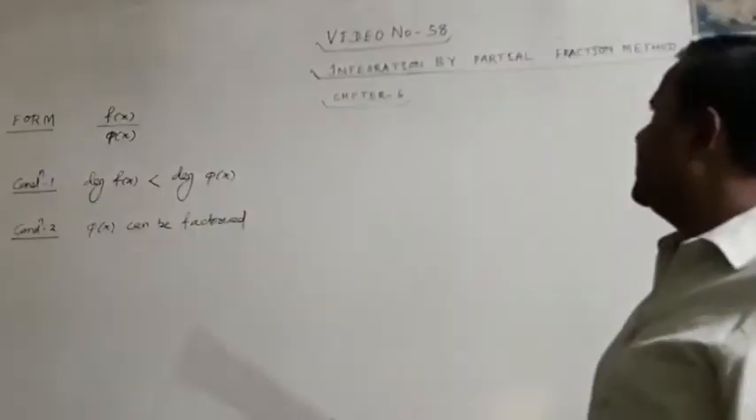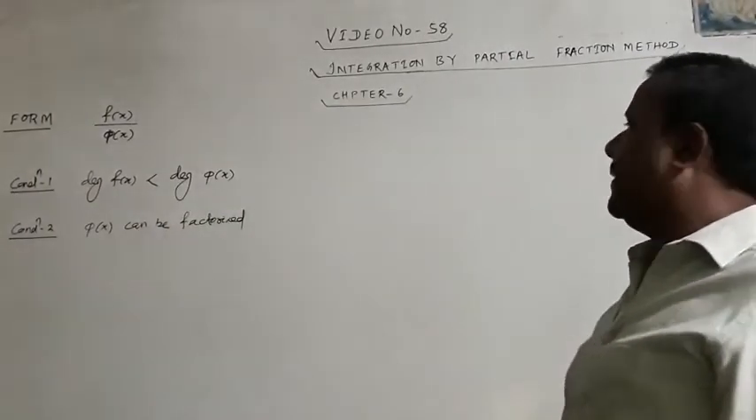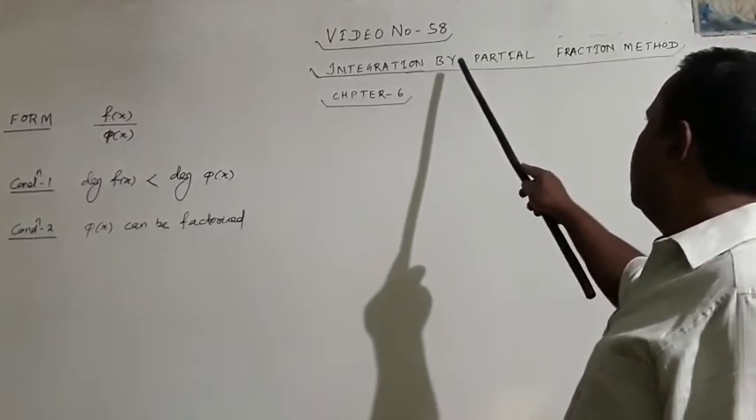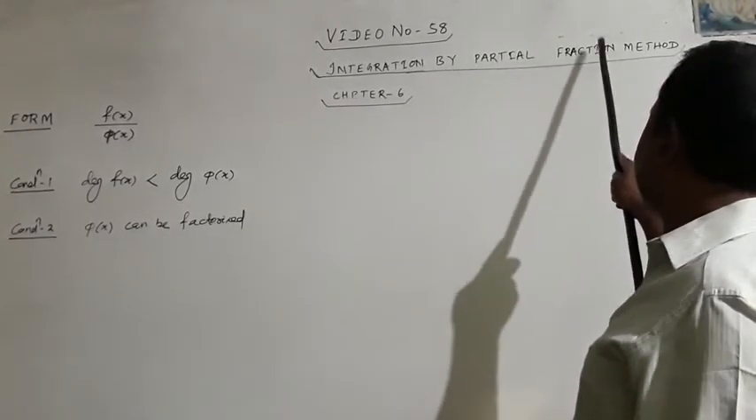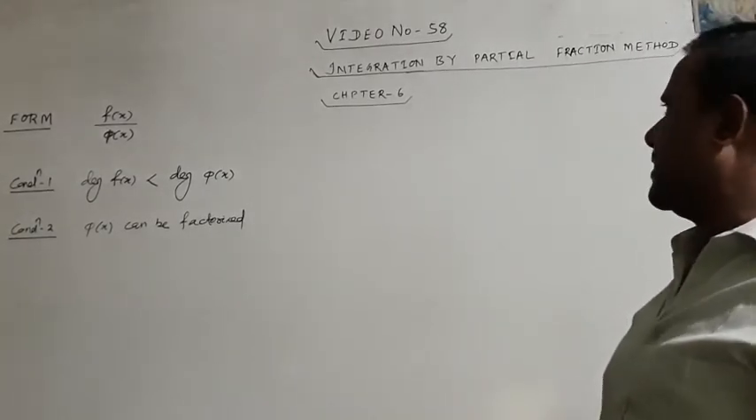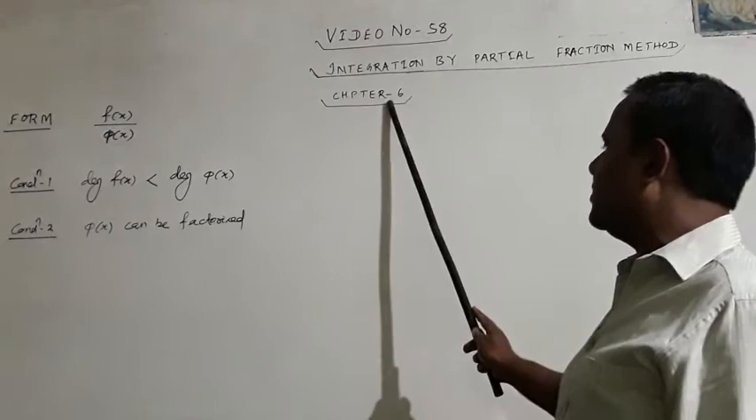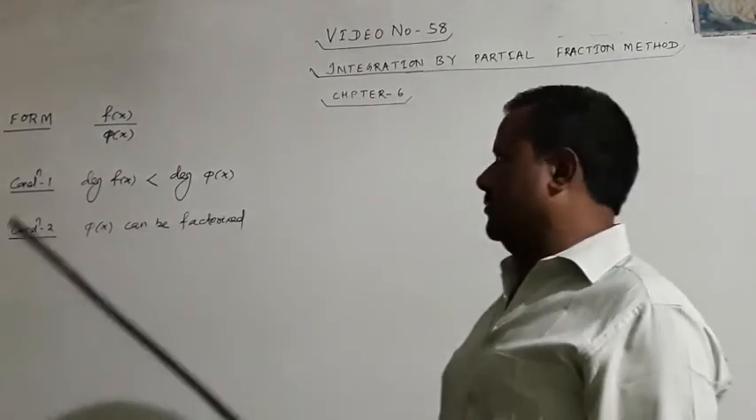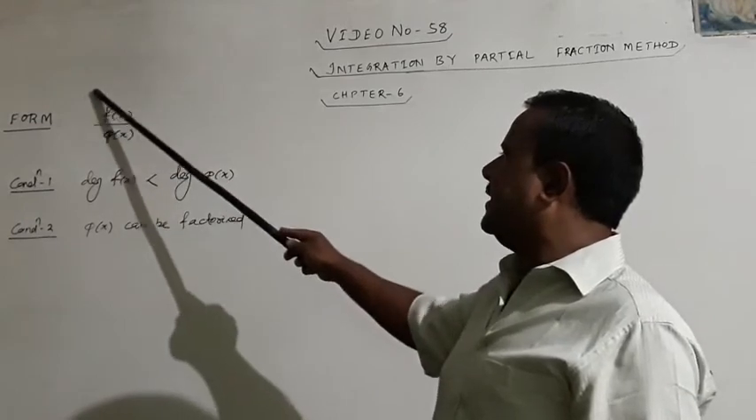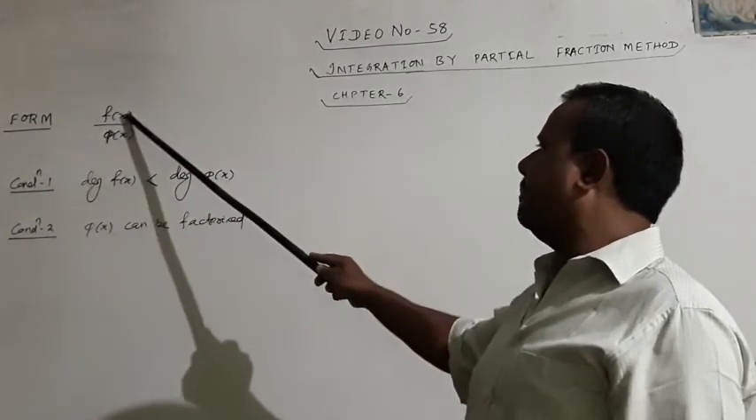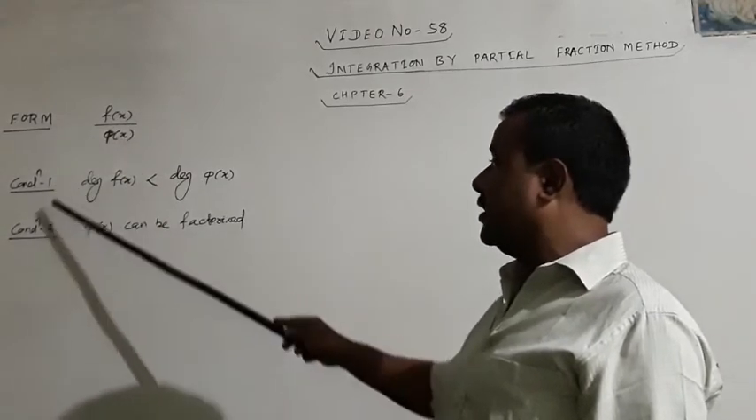My dear students, this is video number 58 and here I will discuss the integration by partial fraction method. It is a new chapter, chapter number 6, and here the form of the integration is f(x) by phi(x). We will integrate f(x) by phi(x) with two conditions.